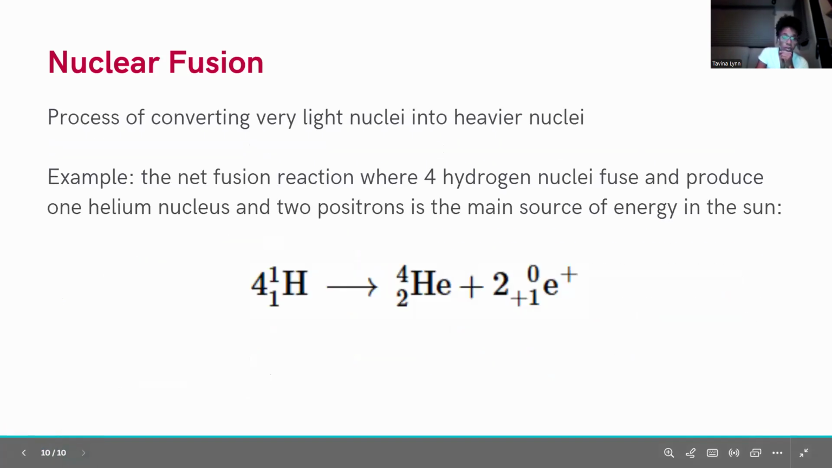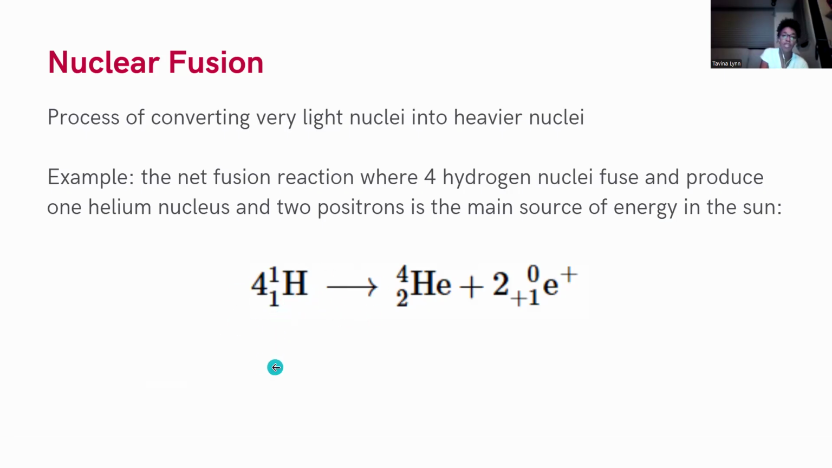So you can maybe intuit what fusion would be. Fusion is going the opposite. It's the process of converting very light nuclei into heavier nuclei, so fusing together nuclei. Here's an example where we have four hydrogen nuclei. They fuse together and form one helium nucleus and two positrons, which is the main source of energy in the sun. So fission, splitting apart; fusion, we're now combining nuclei into another nucleus.